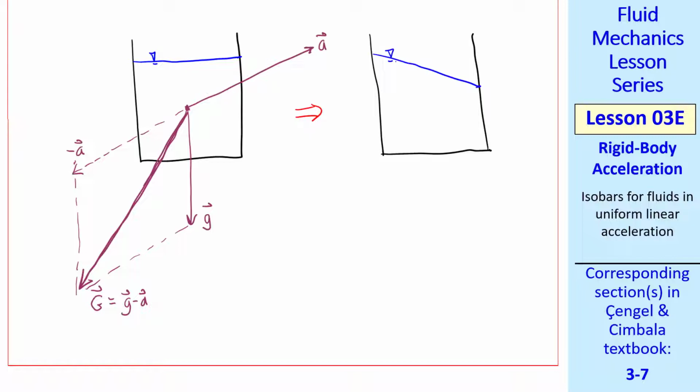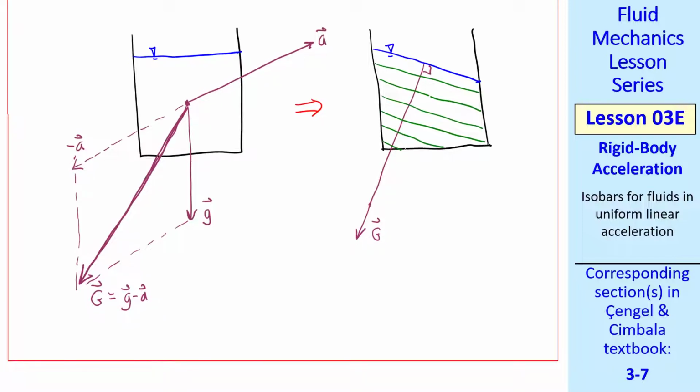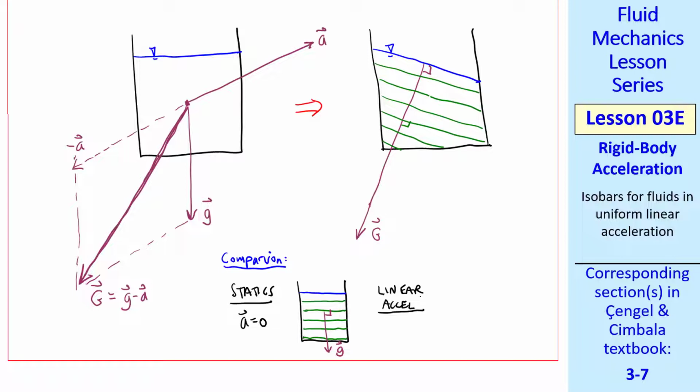The surface will tilt. The tilt will be perpendicular to capital G. Isobars will be parallel to the surface, just as they were for the statics case, each one perpendicular to capital G. Here is a summary comparison. When there's no acceleration, in statics, the surface is horizontal, and so are the isobars, all of them perpendicular to little g. For linear rigid body acceleration, a does not equal 0.